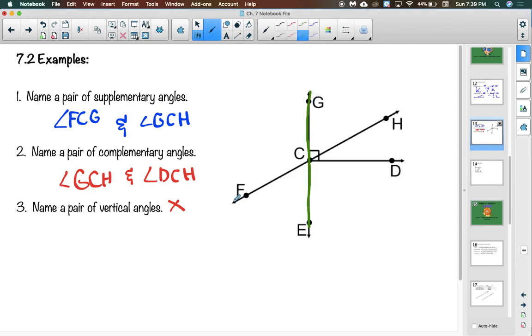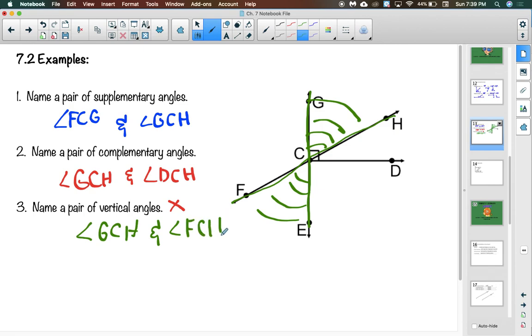That's better. And a line here. And they intersect, forming an X. Okay, so my X is there. And then vertical angles sit across from each other. So I'm going to focus on this angle and this angle right here. Okay, so angle GCH and angle FCE.